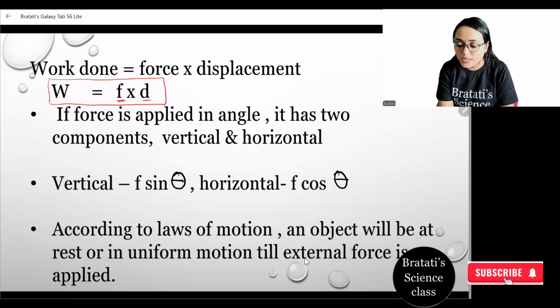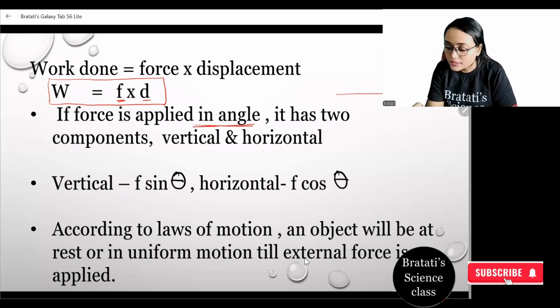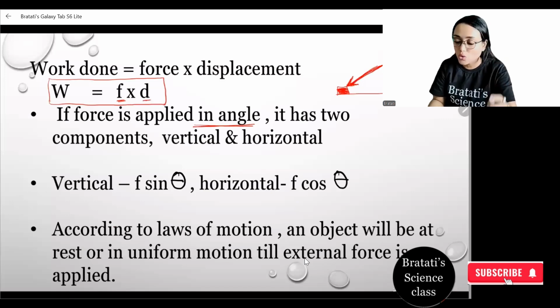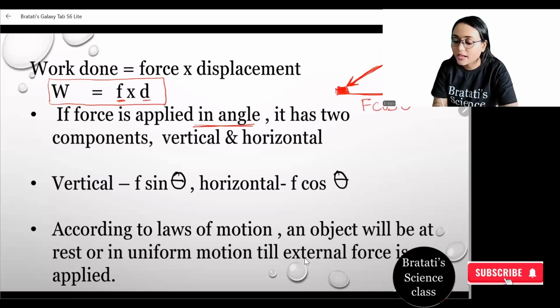Now, in case the force is applied at an angle, for example, this is the object and on this object we are applying a force like this. This force is applied with an angle. Then we consider two components of this force. One is the horizontal component, which we consider as F cos theta. The theta is the angle between the applied force and the displacement, and there is also a vertical component.